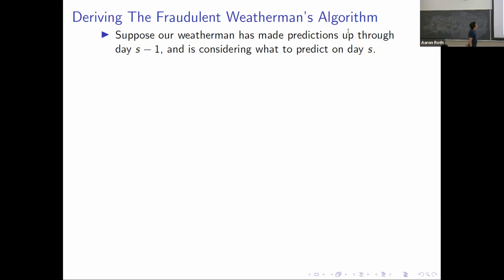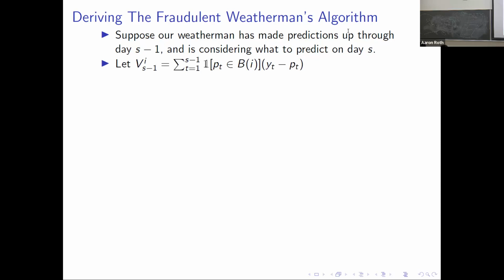So here we are, this fraudulent weatherman, and we've made predictions from day 1 all the way up through day S-1. Sunk costs, what's done is done, I can't change the past. But I'm deciding what I should now do on day S. Given what has transpired so far, what should I do on day S that will give me my best chance of keeping my job at the end of my contract?